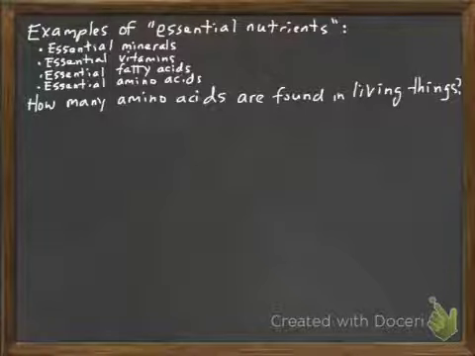Okay, so before we answer this question, let's think about the different types of essential nutrients. So minerals, things like magnesium, iron, calcium, just all these things that you need to have your body function the way it needs to. You can think about what kinds of things these minerals are used for. I'll let you do that on your own.